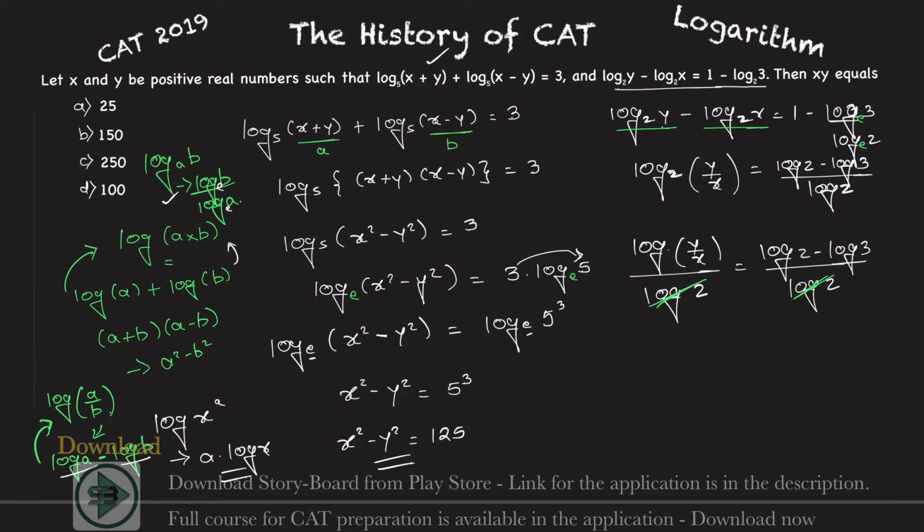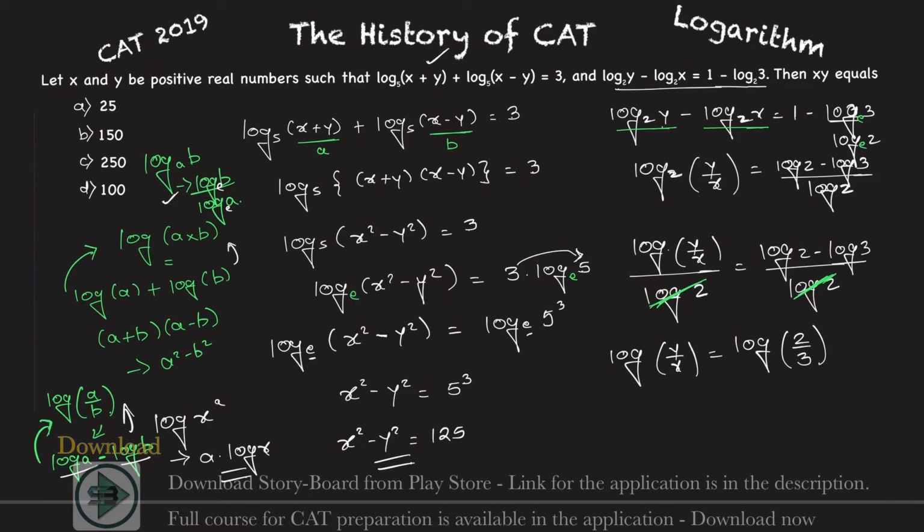Of course, the log 2, you could have directly done this as well, but I'm assuming that you know only the basic formula. That's why I did it in this way. So now what are you left with? Log to the base e of y by x. Here I am again applying the formula: log a minus log b is log of a by b. So this will be equal to log of 2 by 3.